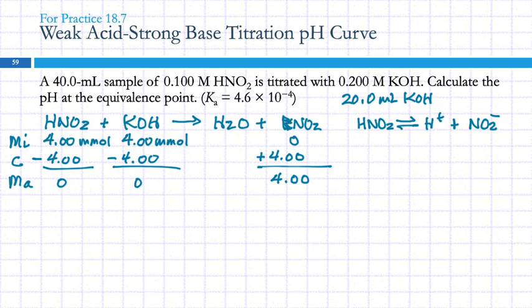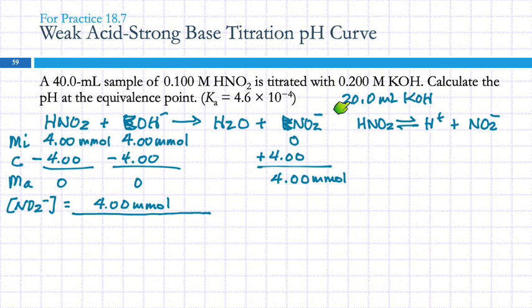Because if we get rid of that spectator ion, then maybe it's a little easier to see. This is the hydroxide, and that's the weak base. We need to calculate the concentration of the weak base. We've got 4 millimoles, and we divide by the volume. So the concentration of the NO2 minus is going to equal 4 millimoles divided by the total volume. We started with 40, we added 20.